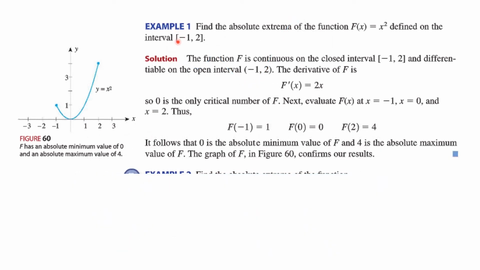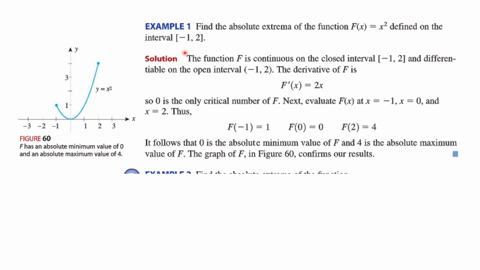In example 1, we're to find the absolute extrema, that means the absolute maximum and the absolute minimum, of the function F of x equals x squared, defined on the closed interval going from -1 to 2. So we're going from -1 to 2. Now, this is a continuous function because it's a polynomial, and it is on a closed interval, and so the theorem applies.